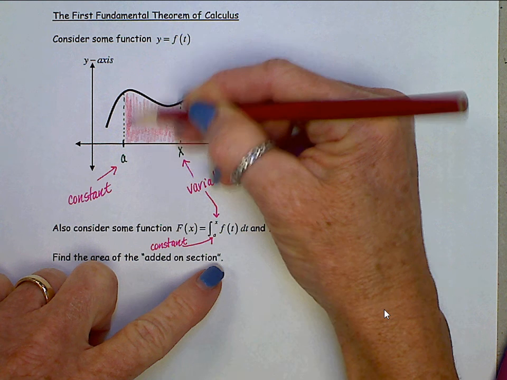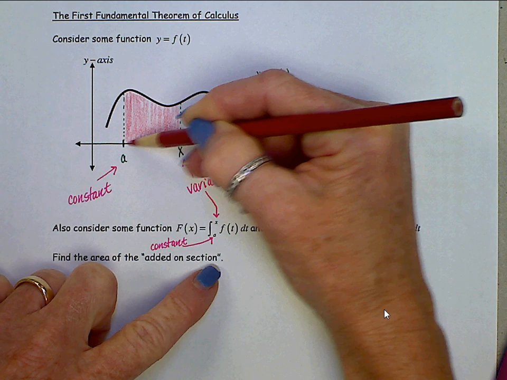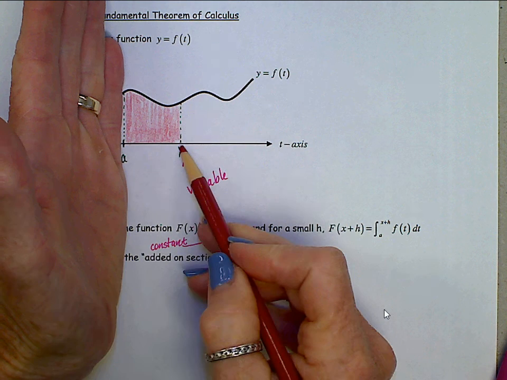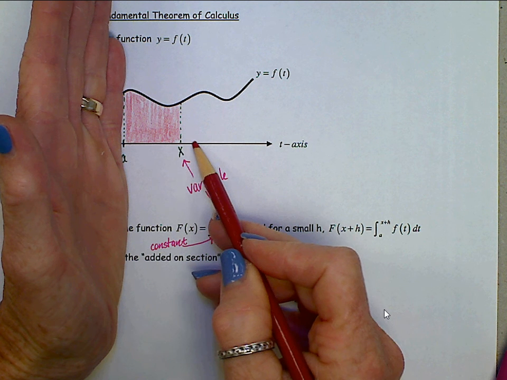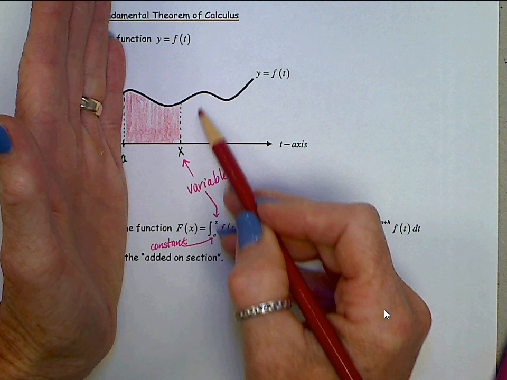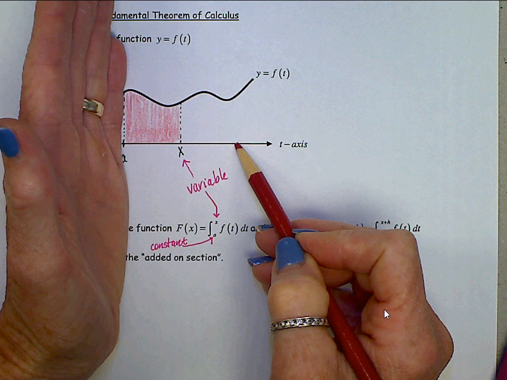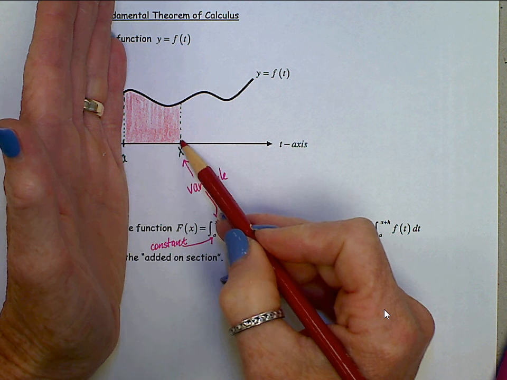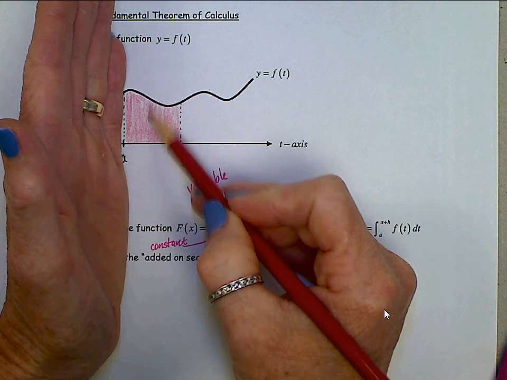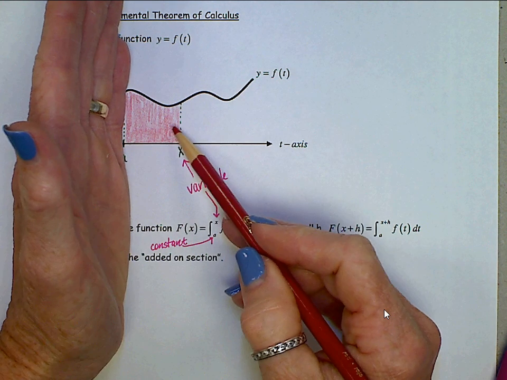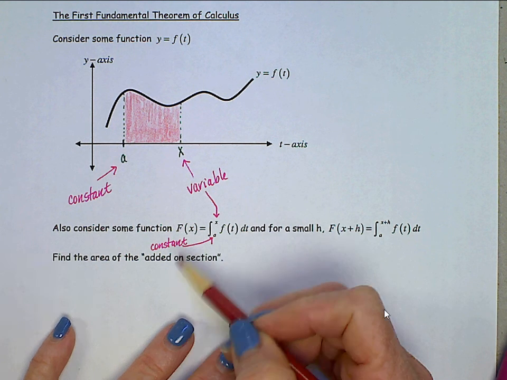Now that a is fixed, so we'll always start calculating area at that a, right here. But this x moves, so when x is right here, there's a certain amount of area. But a little while later, x might be down here, so there will be some more area. Or x could be way down here, we'll have even more. What I need you to see with this is, regardless of where x is, there is one answer for that integral, or one answer for the area underneath that curve, which basically is telling us that this capital F is a function.